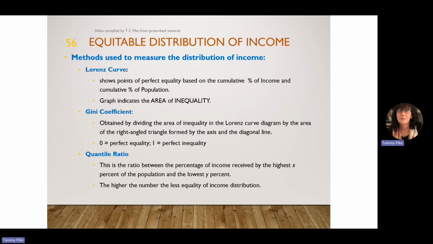This is the ratio between the percentage of income received by the highest percentage of the population and the lowest. So here we've used X and Y, probably the easiest for you. So the richest X% of people and the poorest Y% of people. Don't go using the same letter in both places, because then you're going to be making an incorrect statement. So use different letters in each case, but make sure you can describe all three of these.